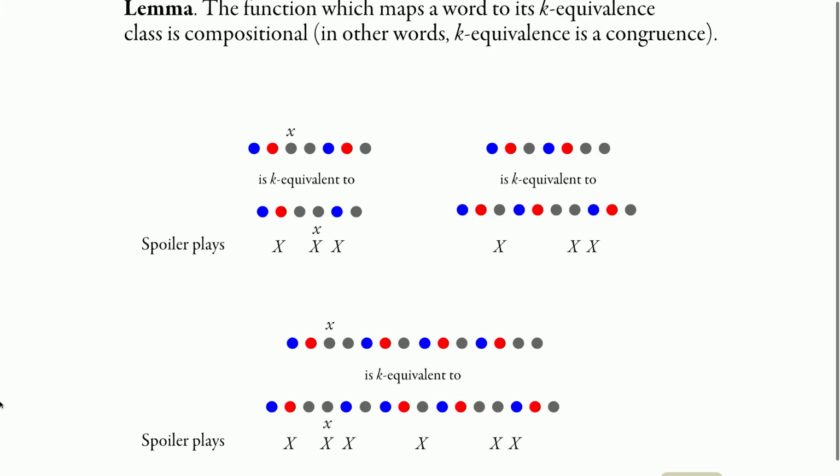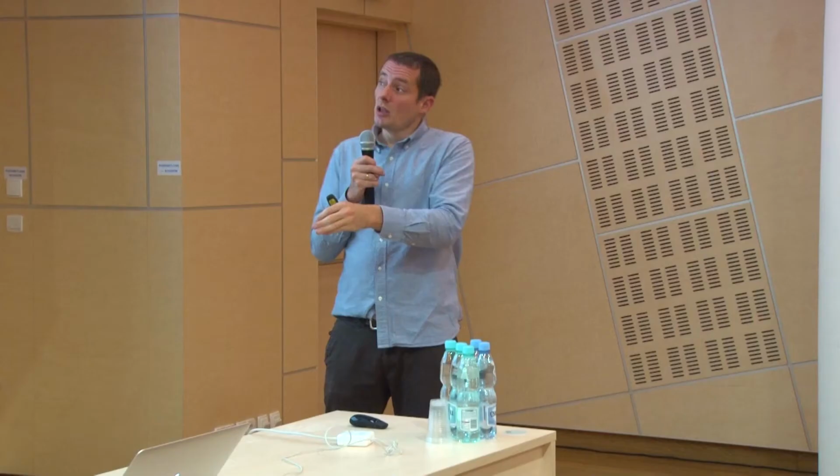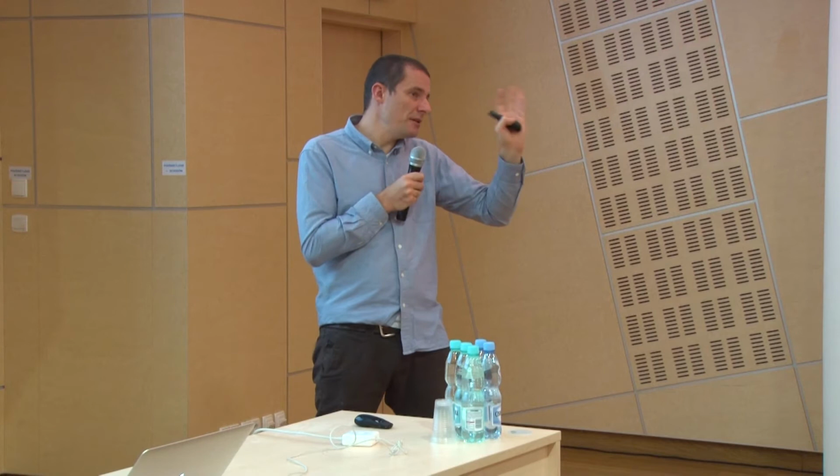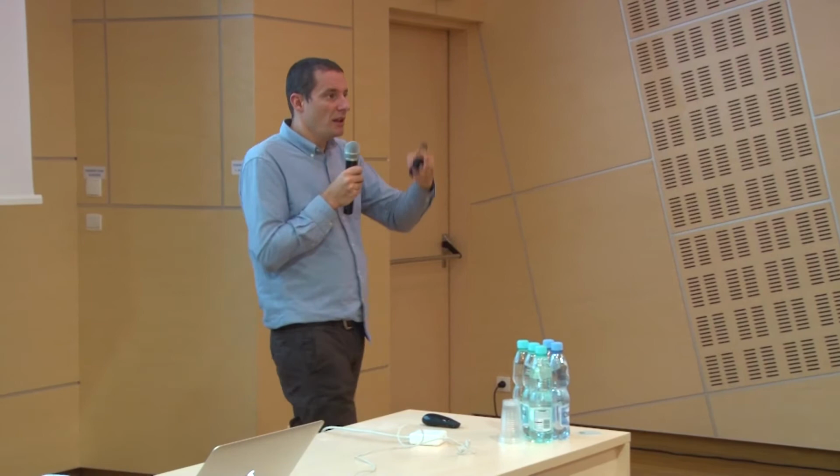Once you have that, you just use duplicator's response, you copy it back down, and you continue. You will see that this works out. This argument is very general. I did it with two pieces. It could be eight pieces. It could be infinitely many pieces. We'll get to the details of what that means. So it's a very robust argument.